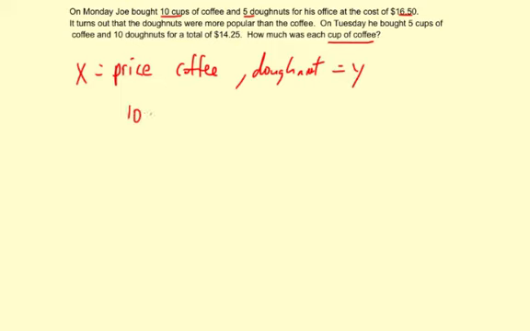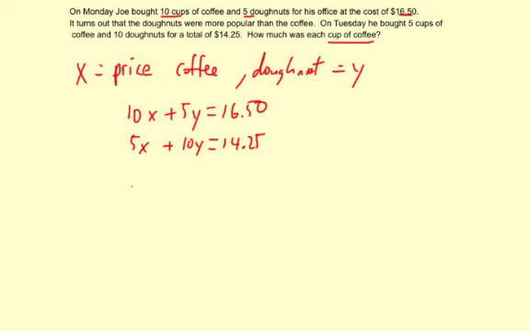So 10 cups times the price of each cup of coffee plus 5 donuts times the price of each donut equals $16.50. That's the first equation. So for Tuesday, it was 5 cups of coffee, so 5x, plus 10y, 10 donuts, equals 14.25. So what we're going to do is graph both of these and then solve. So these need to be put in a graphing form.